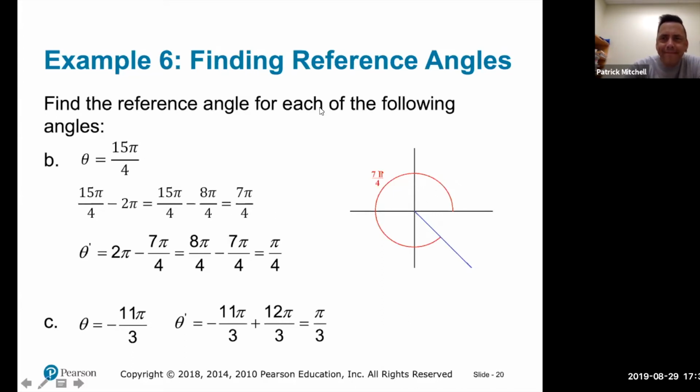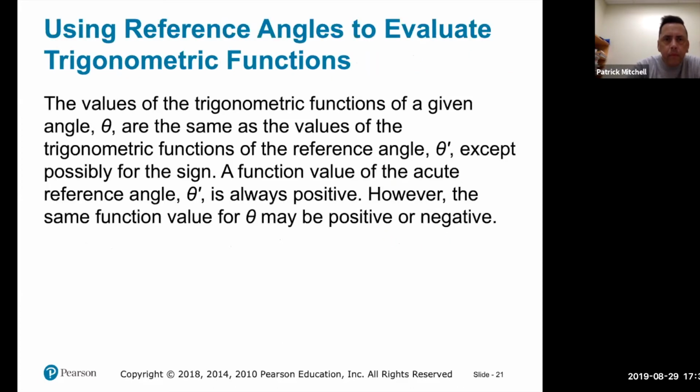All right. So now that we know how to find reference angles, it's very easy to evaluate a trig function at absolutely any angle. So let's work on that now. The values of the trigonometric functions of a given angle theta are the same, as it turns out, as the values of the trigonometric functions of the reference angle theta prime, except possibly for the sign.